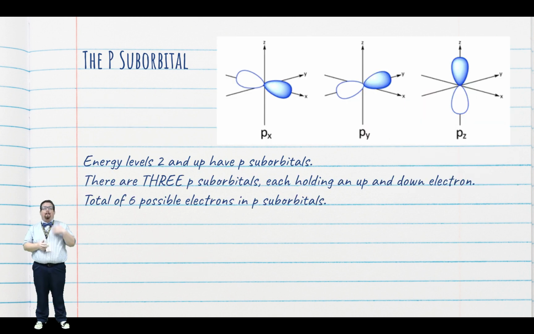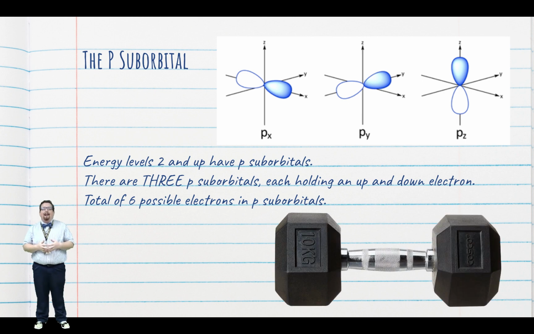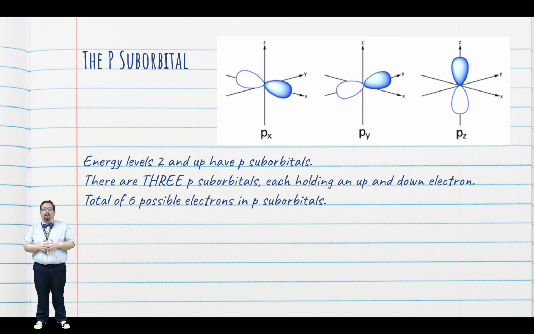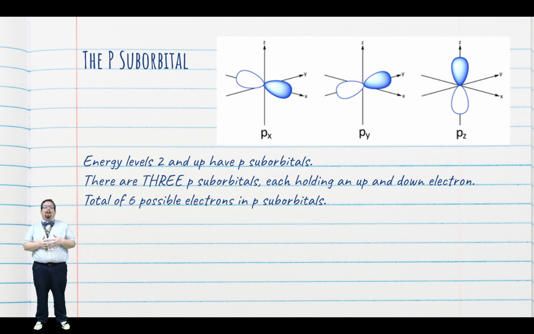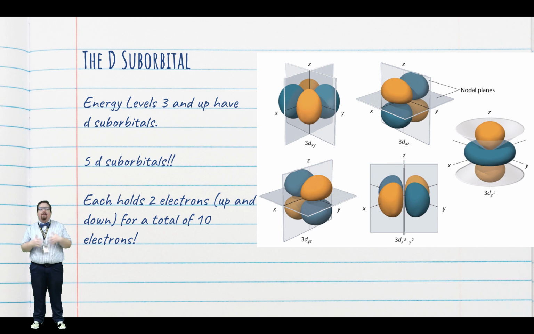The P suborbital is dumbbell shaped, starting with the second principal energy level, so it doesn't exist in the first. Every principal energy level after that has p orbitals. There are 3 of these p orbitals, each residing on one of the 3 principal axes, x, y, and z. So we call them px, py, and pz. Each of these sublevels exist at the same amount of energy and can hold 2 electrons each, just like the s orbital. At this energy level then, since we have 3 p orbitals, each holding 2 electrons, we would have a maximum of 6 electrons.